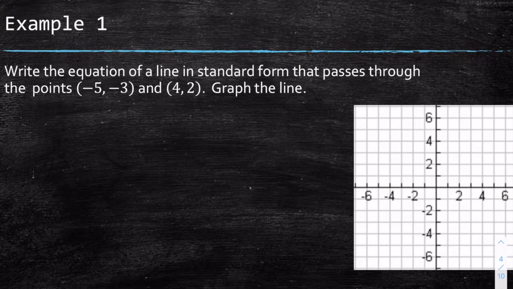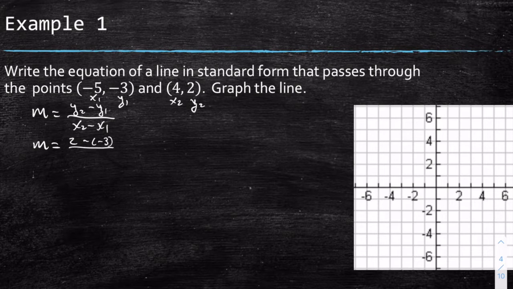So let's just do some things that you already know. Here's just more practice. The very first thing that we're going to have to do is find the slope. We're going to use the formula again. Slope is equal to y2 minus y1 over x2 minus x1. Let's label the points: this is x1, y1, this is x2, y2. So slope is equal to 2 minus -3 divided by 4 minus -5. Negative negatives become positives. 2 plus 3 equals 5, and 4 plus 5 equals 9. And there's our slope. The slope is going to be 5/9.